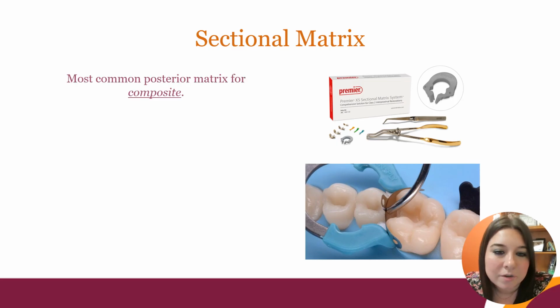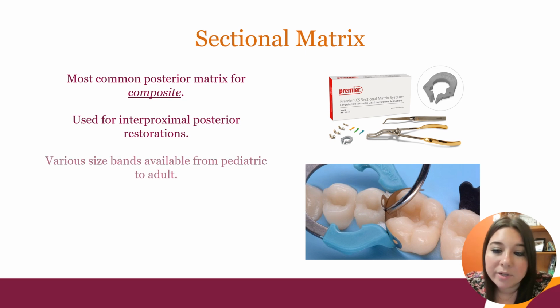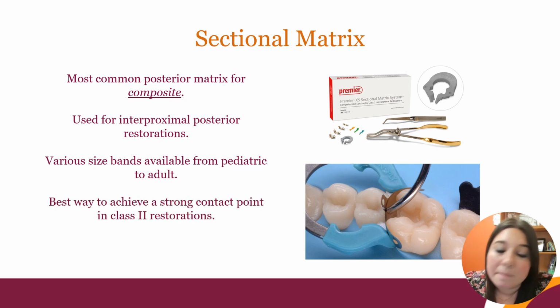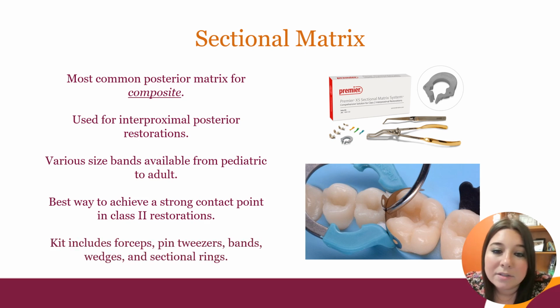Next is a sectional matrix. This is the most common posterior matrix for composites. This is the one that I really like. It creates really good contacts. It's used for interproximal posterior restorations. Just like Tofflemires, there are various size bands available, from pediatric all the way up to adults. They are, in my opinion, at least the best way to achieve a strong contact point in Class 2 restorations. A sectional matrix kit includes forceps, pin tweezers, bands, wedges, and sectional rings.